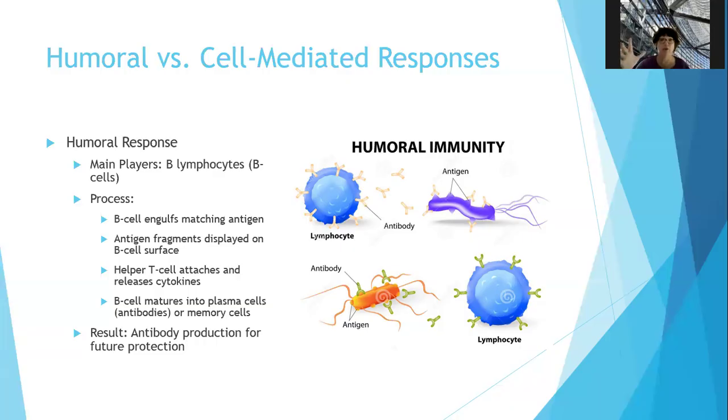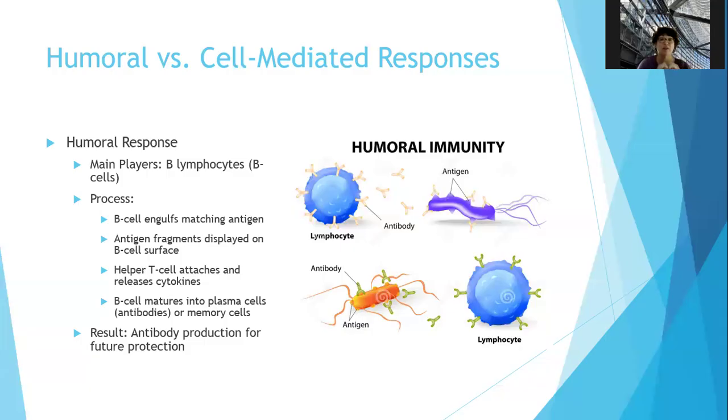It's like a wanted poster. Like when the immune system cells display the pathogens on their surfaces, it's telling the body, okay, this is what we're looking for. Get at it, start killing it. So the helper T cell is going to attach to those antigen fragments and release cytokines, which are chemical mediators, which cause B cells to mature into plasma cells.